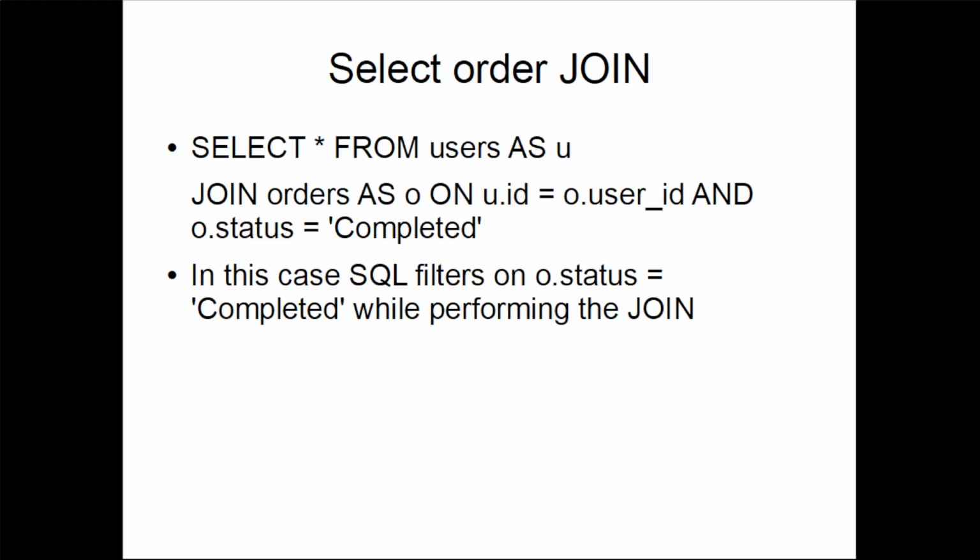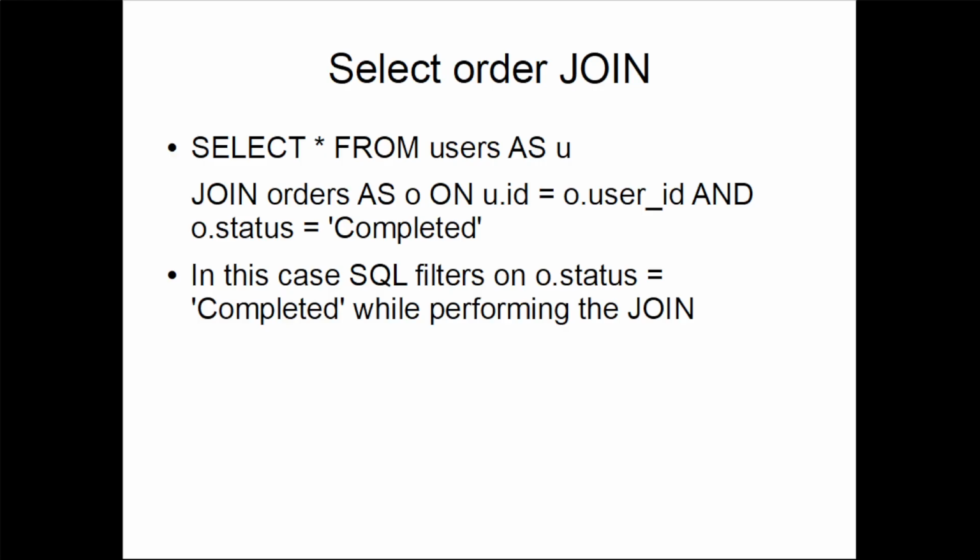The additional condition o.status equals completed in the on clause means that only orders with a status of completed are included in the join. Any orders that are, say, pending or cancelled are excluded right away, before the joined dataset is even formed. The result: the temporary dataset contains only rows where a user has a completed order, with each row combining user and order details.